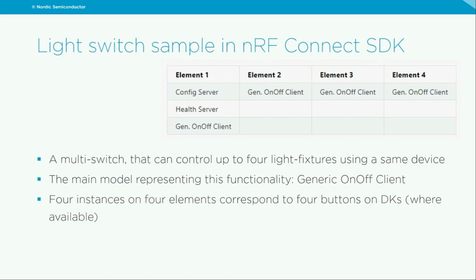The light switch sample in nRF Connect SDK is based on the generic on-off client model. It represents a multi-switch device that can control up to 4 light fixtures using the same device. The main model representing this functionality is the on-off client. 4 instances on 4 elements represent 4 buttons on the DKs. Some of the development kits have fewer buttons, and as we will see shortly, conditional compilation will instantiate one or more instances of the generic on-off client model. In today's demo, we will use the nRF53 DK to represent the light switch. This DK has 4 buttons, so we will use all 4 instances.